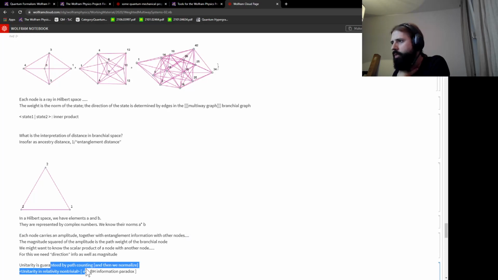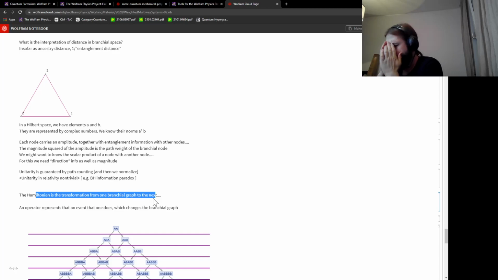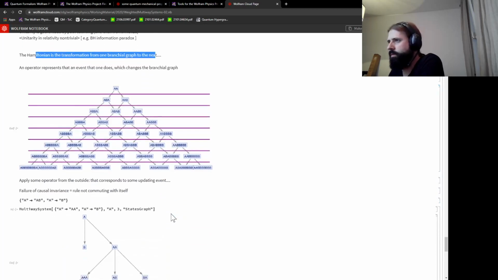Unitarity is guaranteed by path counting, and then we normalize. The Hamiltonian is a transformation from one branchial graph to the next. An operator represents an event that one does which changes the branchial graph.